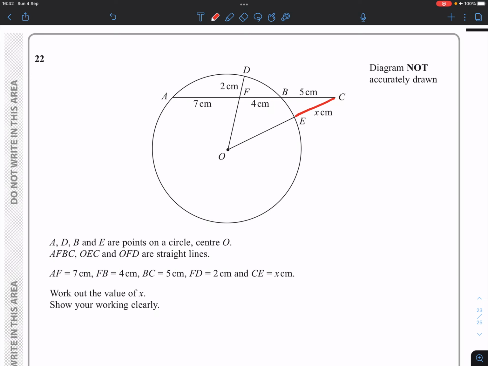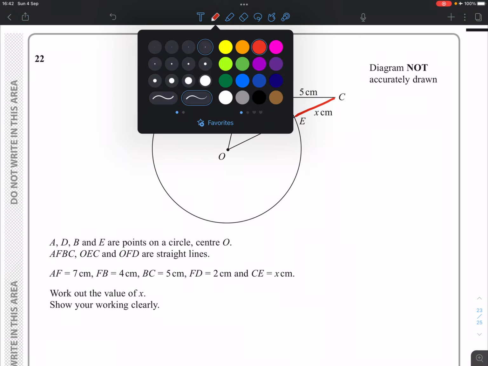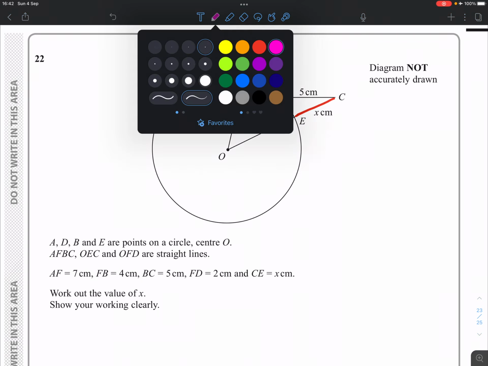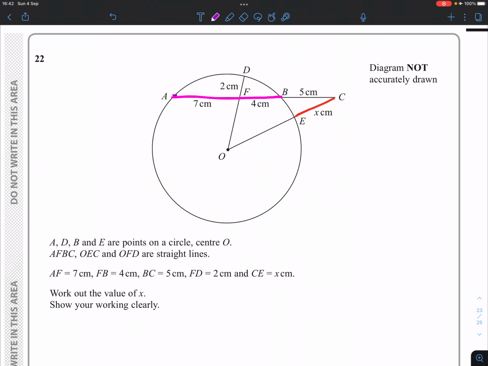When you've got a situation like this where you've got chords and secants, so like this part here in pink is a chord, but then when it extends outside of the circle like this, it becomes a secant. You're going to be dealing with intersecting chords and intersecting secants. That's the topic that we're going to be having here. So, intersecting chords and secants.